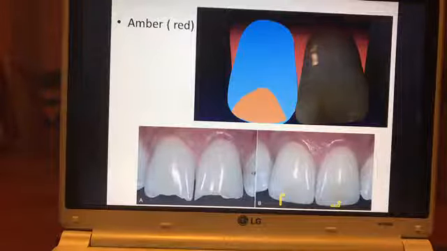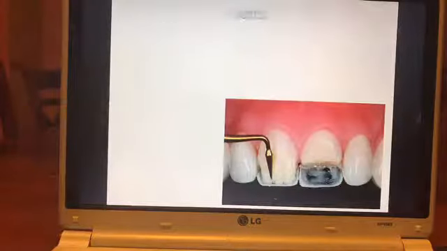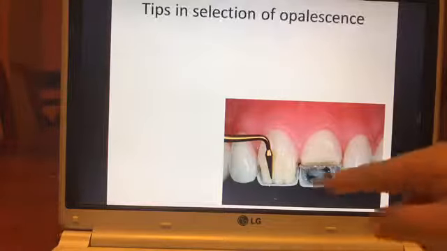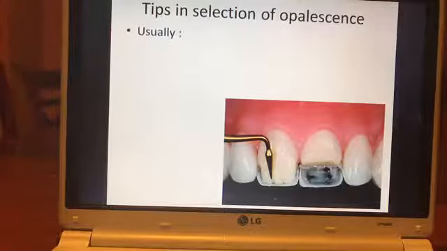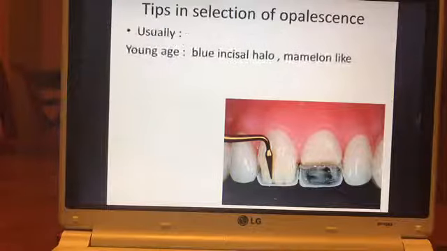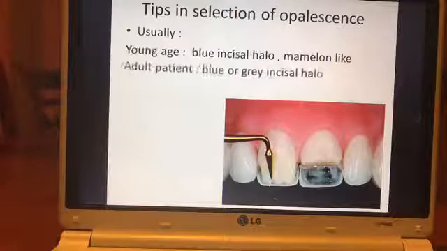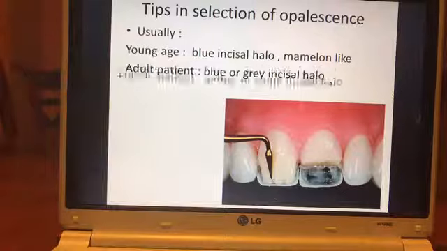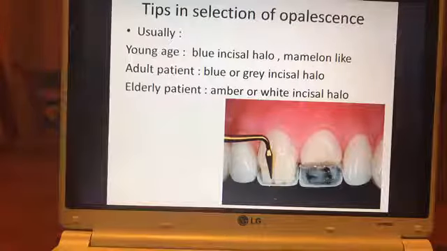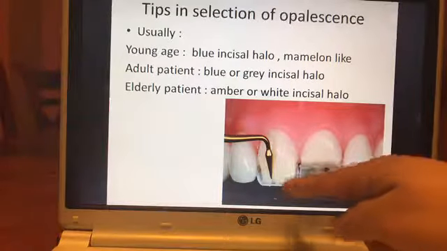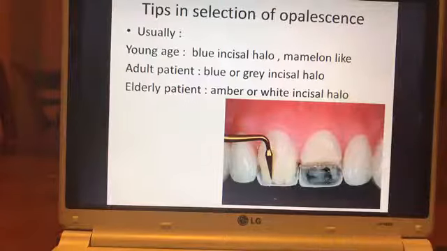In relation to color, use mostly blue and amber, except in very old ages you can use only amber. So now this is an example of the area where you will put your blue and amber. Where will you put them? You will put them between the mamelons of the teeth, basically on the enamel areas only, between the mamelons, here, on the enamel. And you will put the blue and amber color.